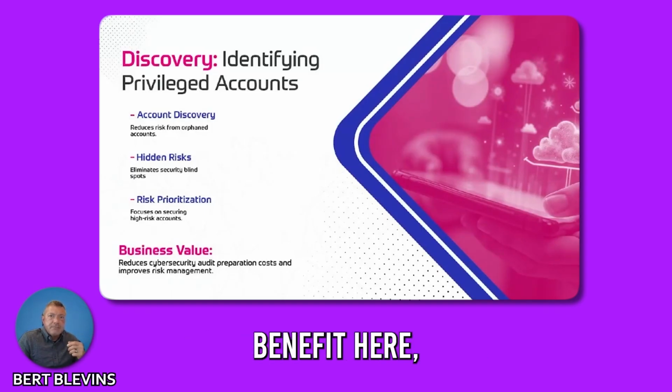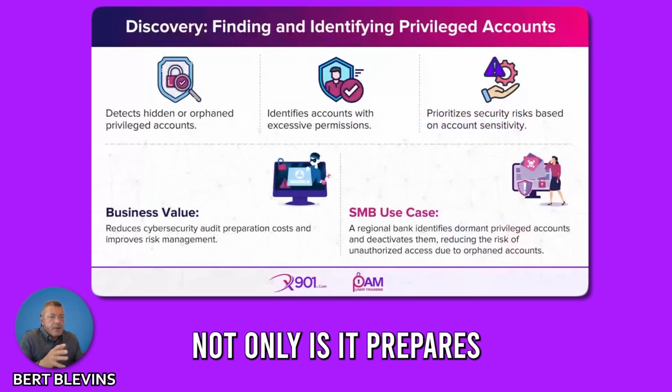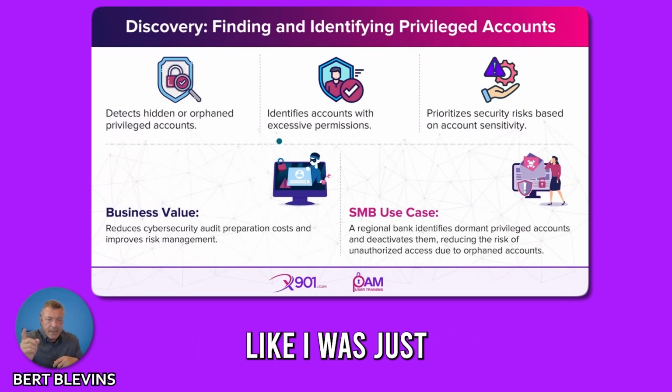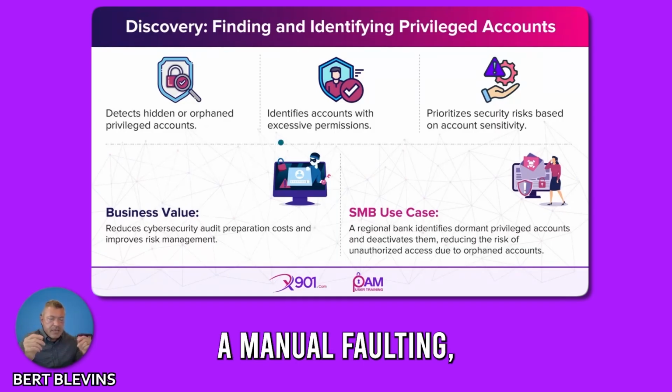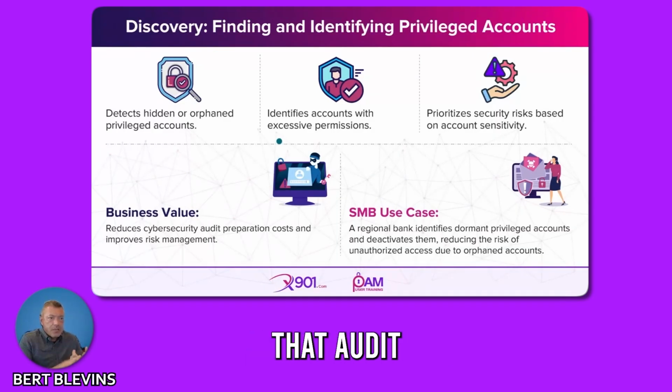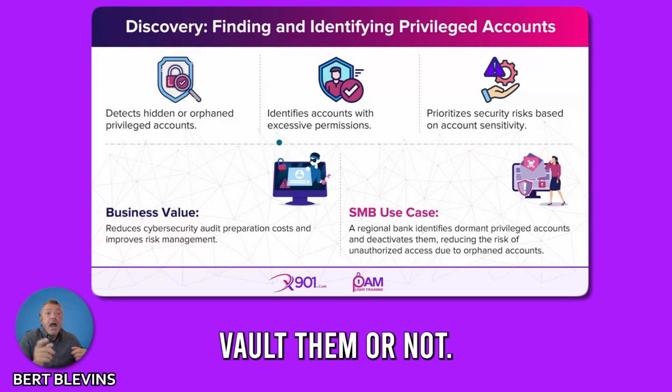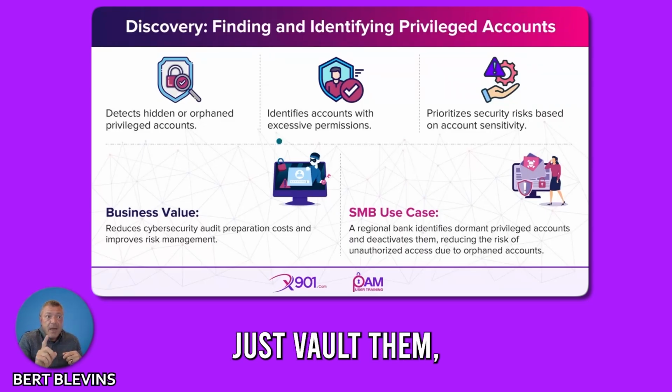So our business benefit, our value driver, is that it prepares the system for audits, because there's not that one account, like I was just talking about, that escaped you when you were doing manual vaulting. You know the audit is going to catch it. And if you ever use ethical hackers to hack your system, they're going to find those accounts. So you'd better be using discovery to get on top of that, find those accounts, and vault them. Or you can just say, we don't even use this account anymore.